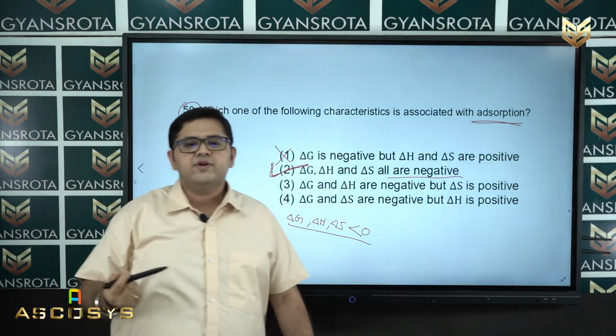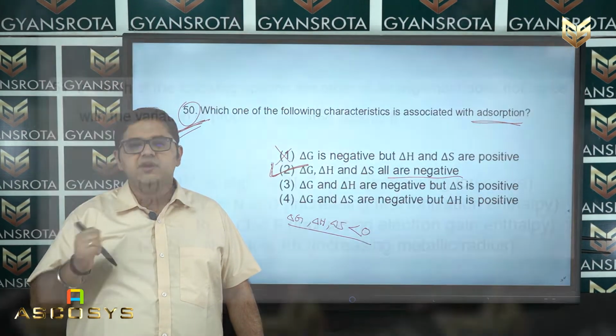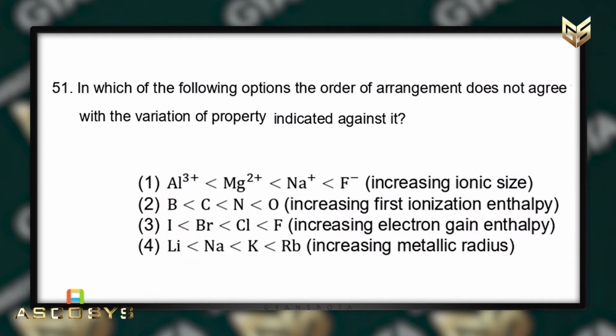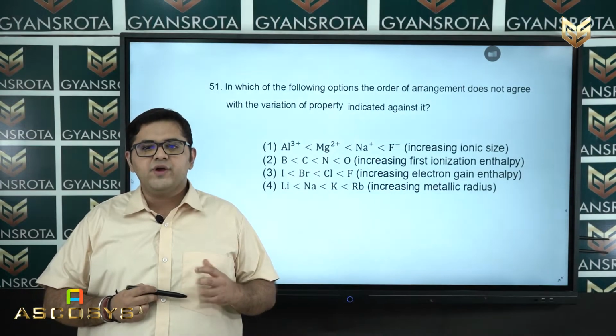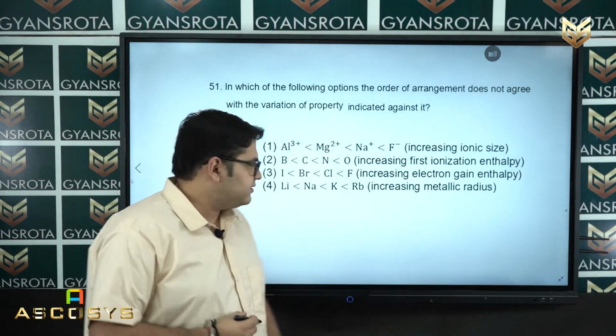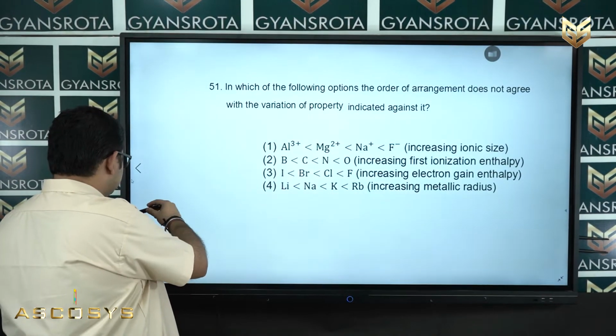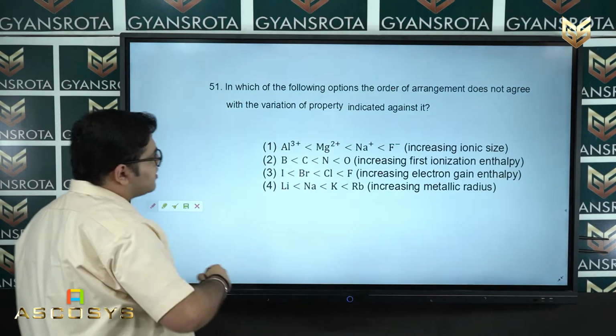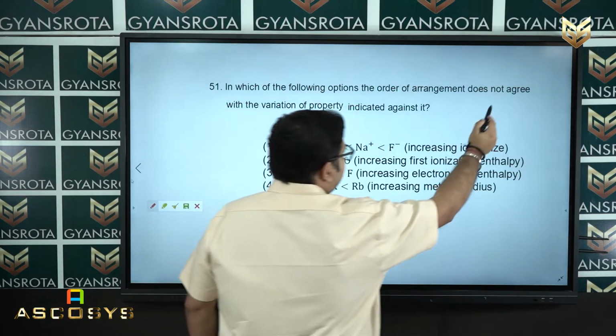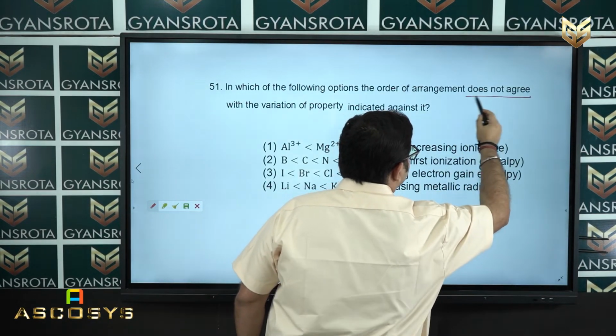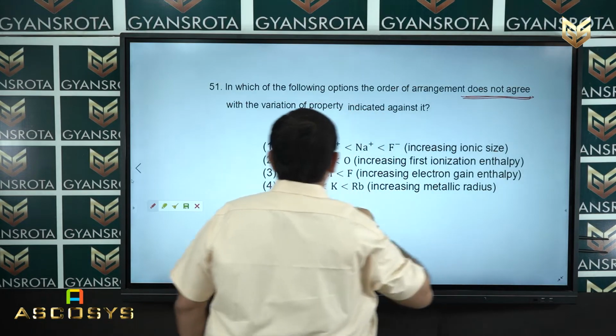So, now we are moving to the next question, that is question number 51. Question number 51 is on your screen. In which of the following options does the order of arrangement not agree with the variation of property indicated against it? Now we are moving to the solution part. If you see, they have asked about what does not agree. Okay. So, we have to find the one that does not agree.